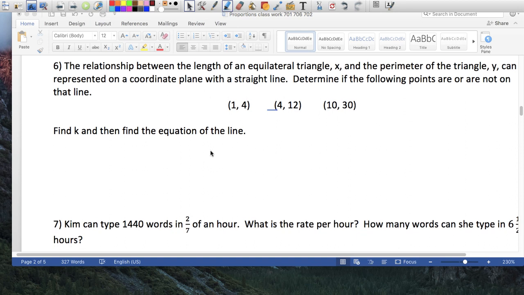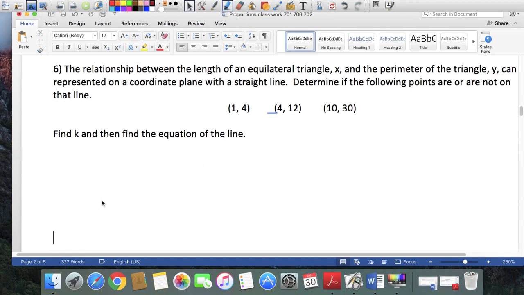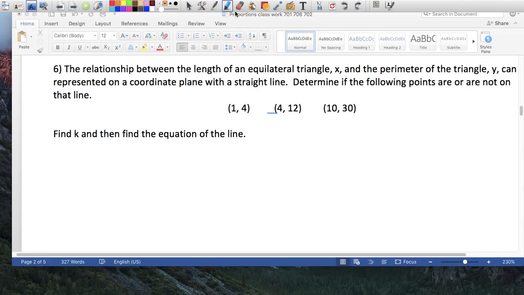So next one, number 6, I kind of briefly mentioned in class. So I want you to think what this means. Any shape, as long as it's equilateral. So it could be a square, a triangle, pentagon, or something where all the sides measure the same. So let's stick to the triangle here. This question says the relationship between the length of a side of an equilateral triangle and the perimeter can be represented on a coordinate plane with a straight line.